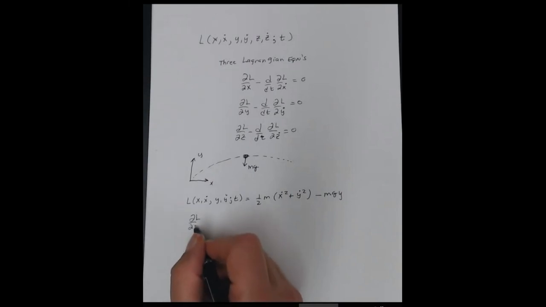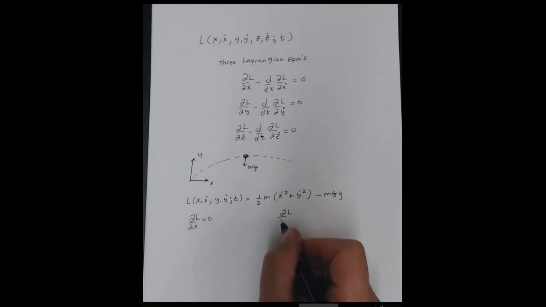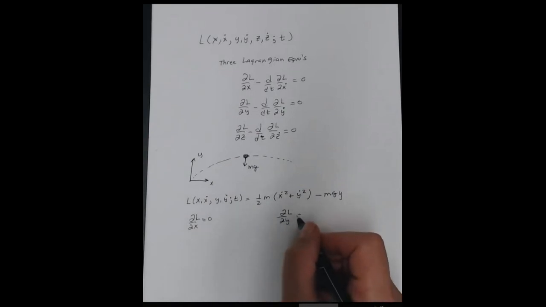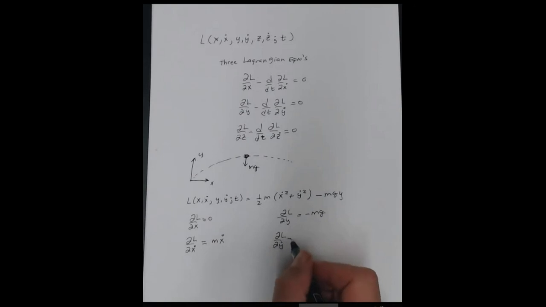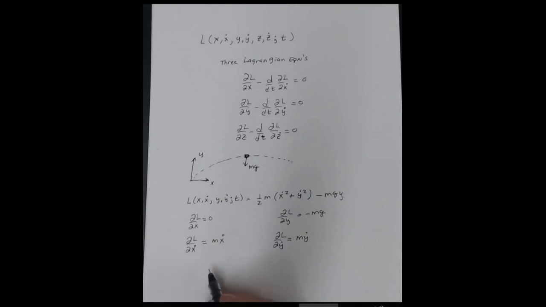Partial of L with respect to x is just 0, just like the partial of L with respect to y. Oh, that's equal to negative mg. dL/d x dot is m x dot. dL/d y dot is m y dot. So our two equations that we get from this are, again, this.